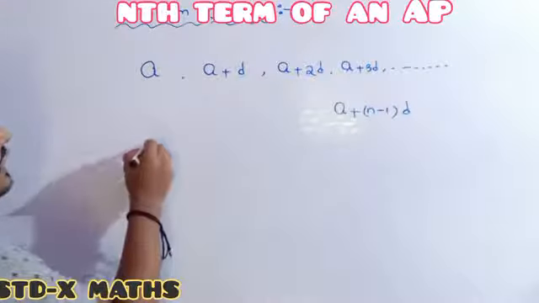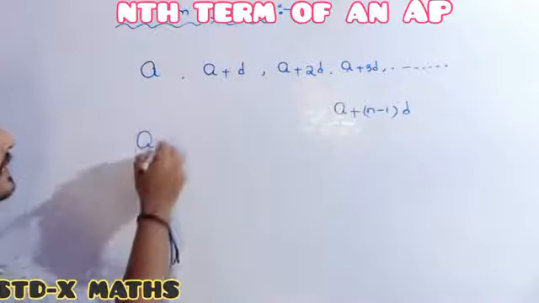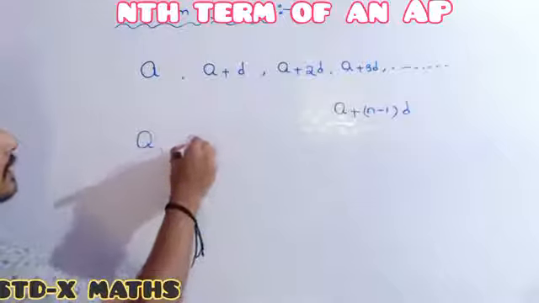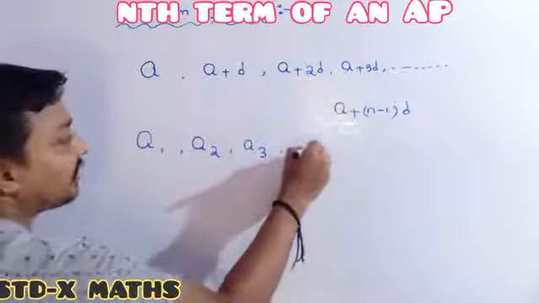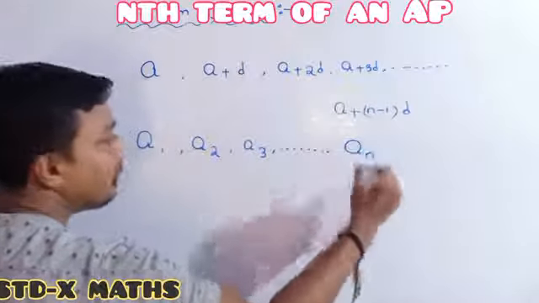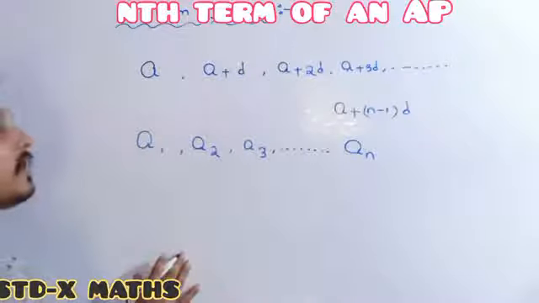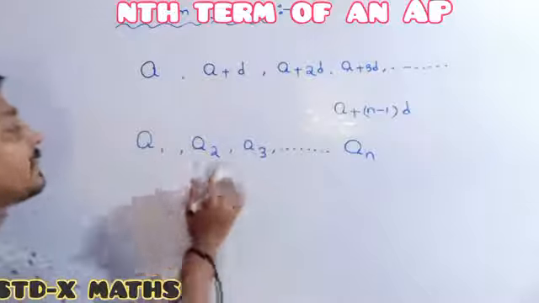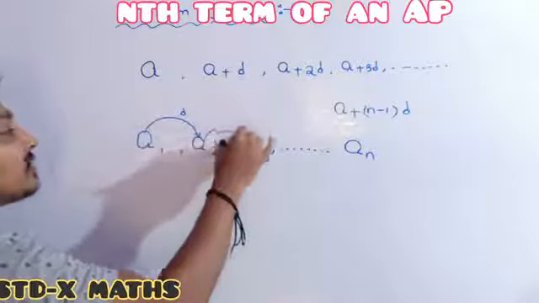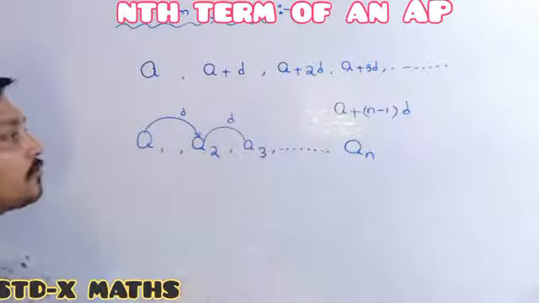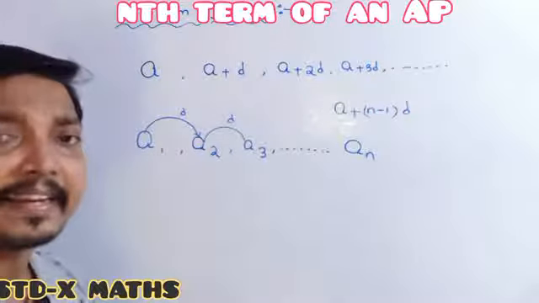Previously I told you a trick for how to find this. Actually the formula was created like this. The first term is A1, the next is A2, then A3, and so on. Suppose the last term is AN. These numbers are in AP, which means the common difference is D here, D here, and D again. So the difference between any two consecutive terms is always D.